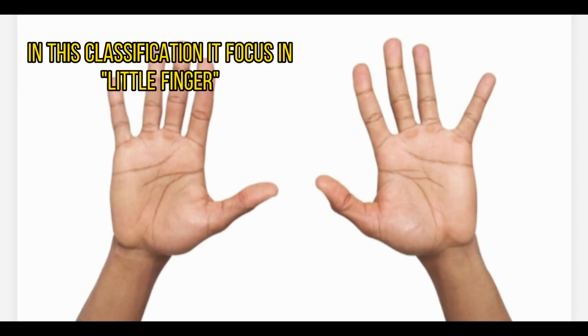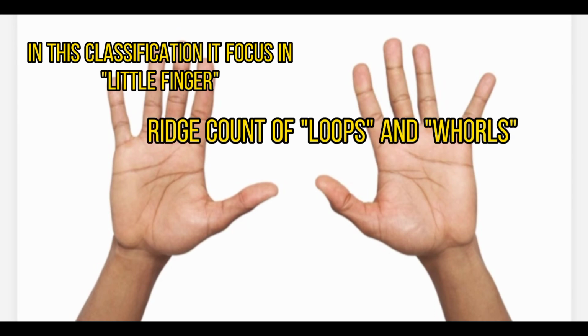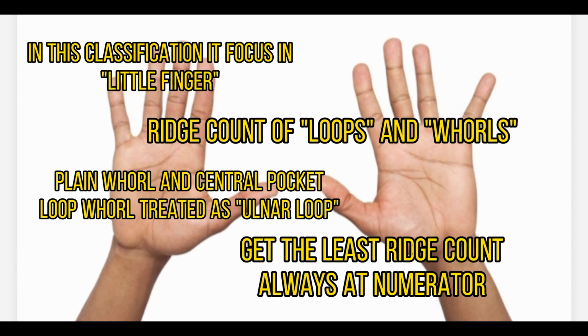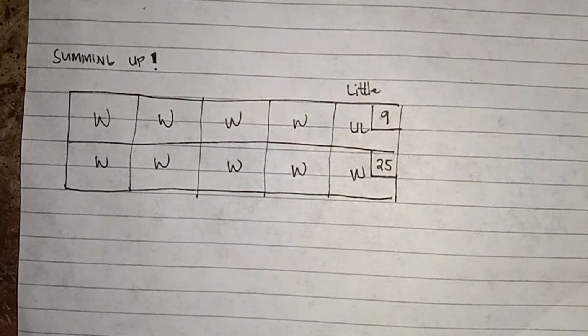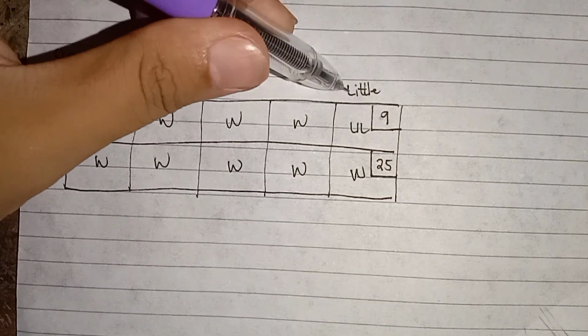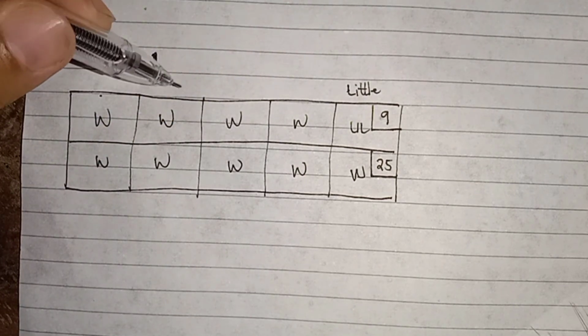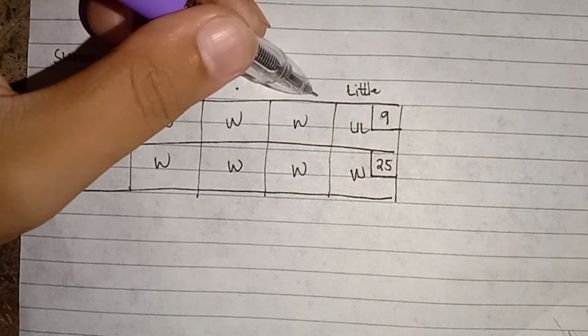Final classification. In this classification, it focuses on the little finger, ridge count of loops or whorls. Plain whorl and central pocket loop whorl are treated as ulnar loop. Get the least ridge count, always at the numerator. Summing up, we will be focusing on the little finger and disregard the thumb, index, middle, and ring finger.